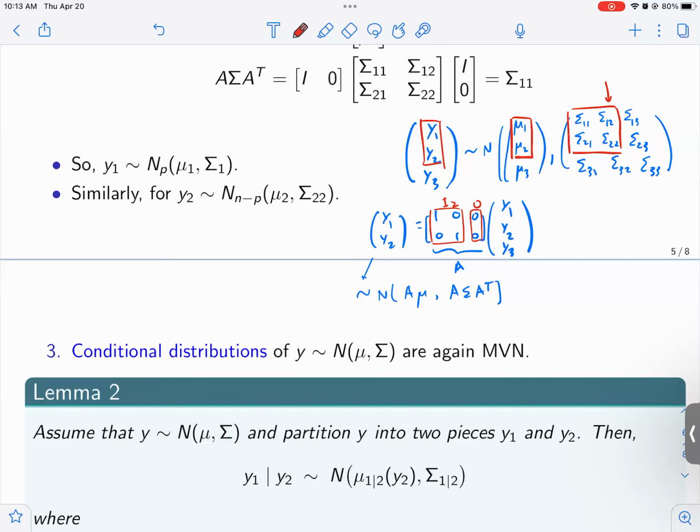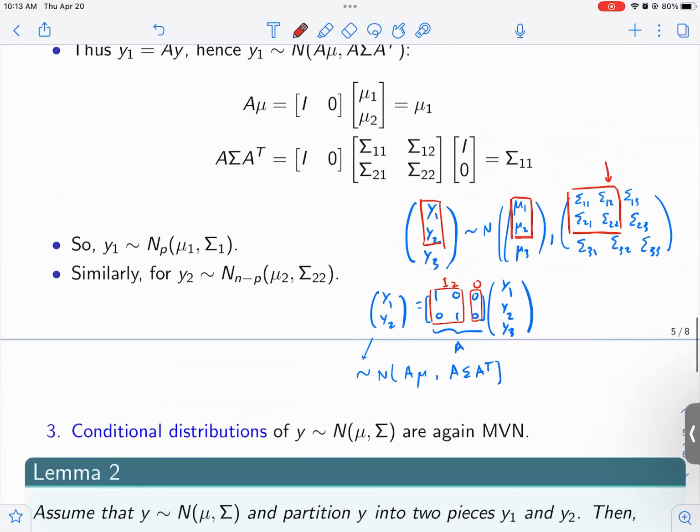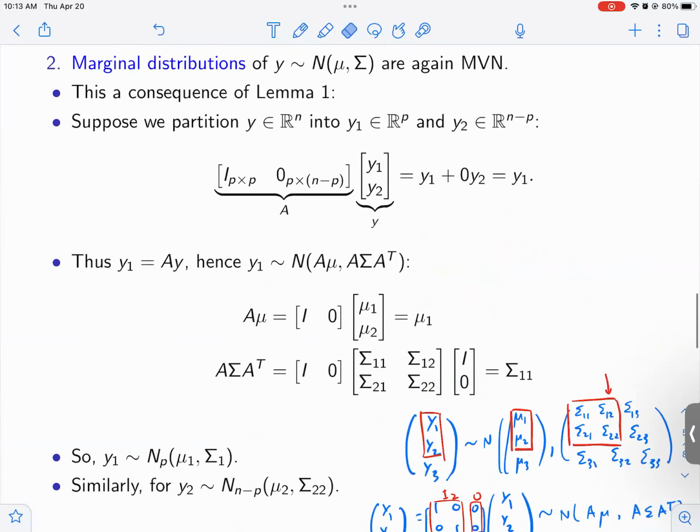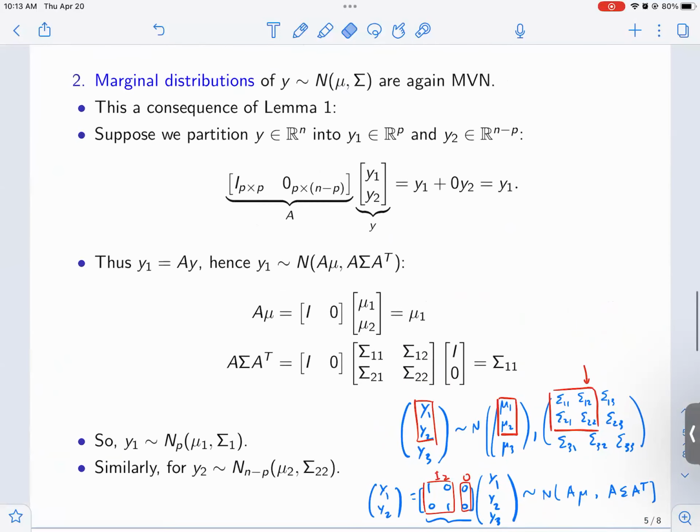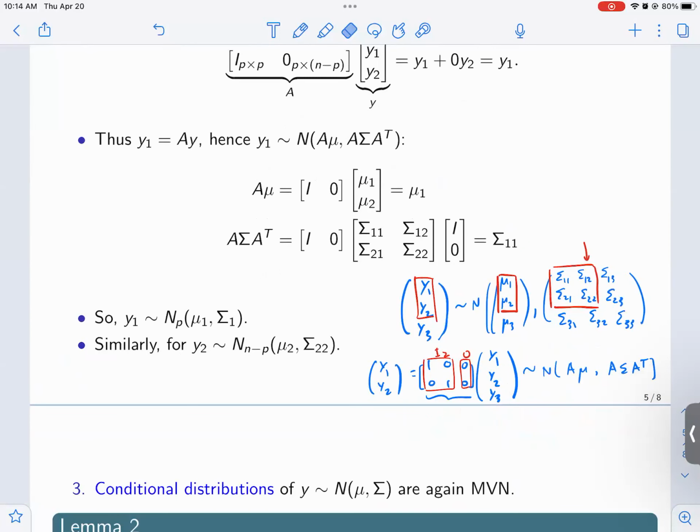So marginals are Gaussian, and it's a special case of what we had before. Now, this is doing it in a more general form, but just the same thing. So if you have an n-dimensional vector, you pick a p-dimensional subset, you would get that.